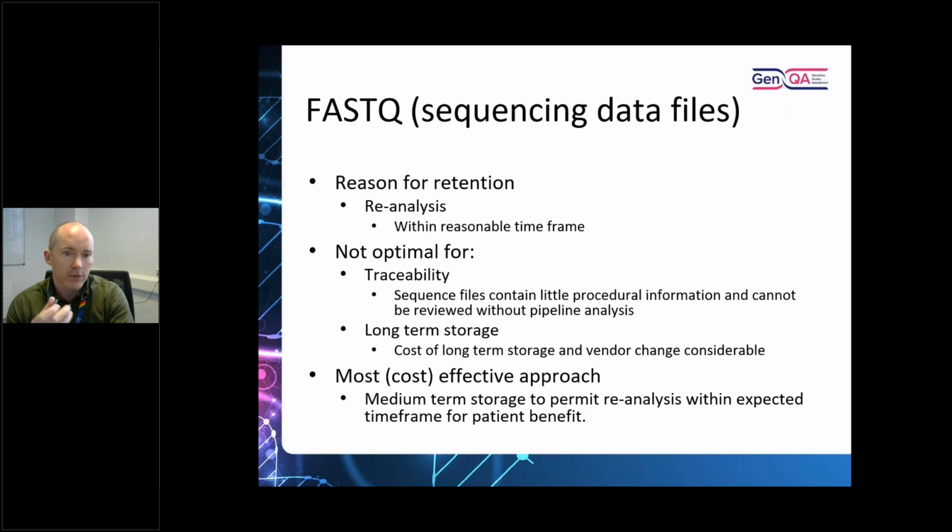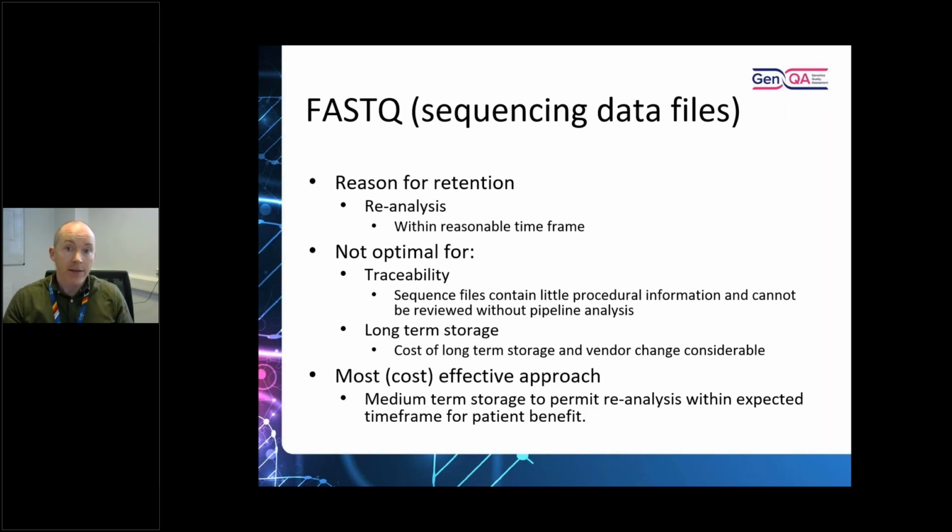But it's not optimal for traceability because it's not going to contain any information about the procedure. It's a lot of As, Cs, Gs, and Ts along with quality scores, and that's really all the FASTQ is. So the pipeline and documentation for your pipeline and who set things up on your worksheets, that's going to be a lot more informative from a traceability and future audit perspective. And it's not optimal for long-term storage because of the cost typically of storing large data files. The most cost-effective approach for this is just medium-term storage to permit reanalysis within the expected time frame for patient benefit.